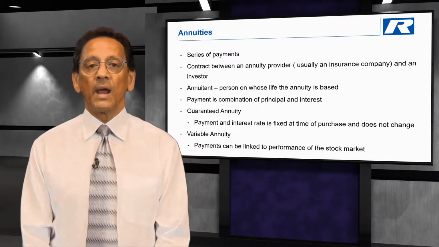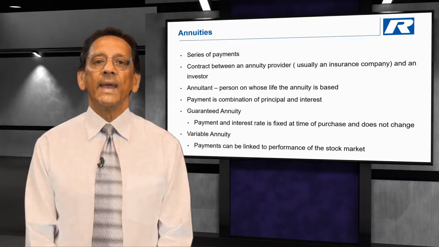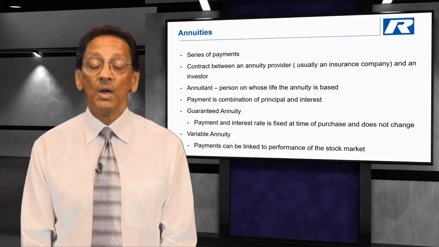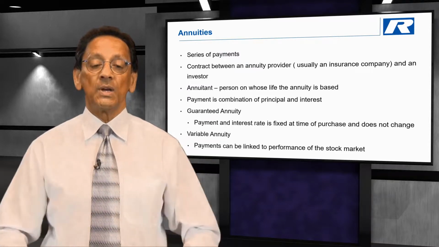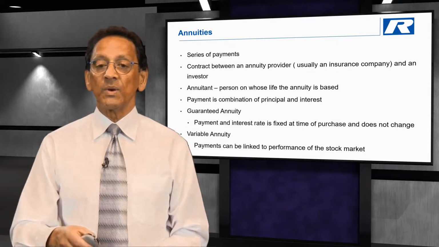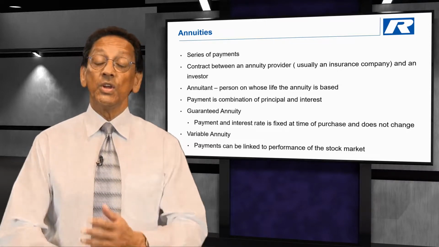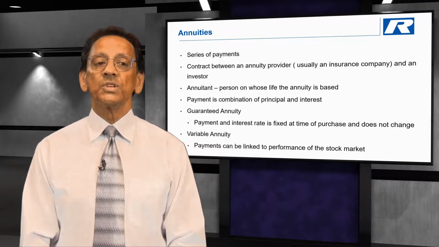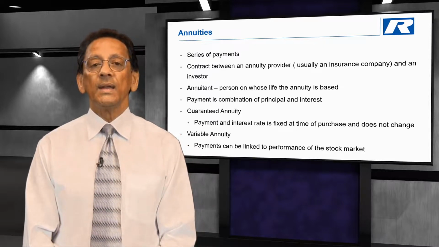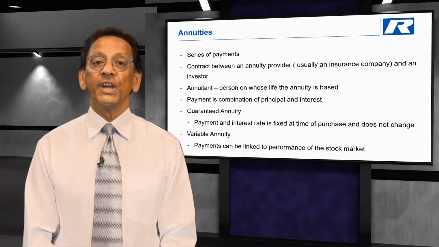There are guaranteed annuities, where the insurance company will guarantee you a stream of payments for the rest of your life. Once you've made that commitment and said, here's my deposit, they're going to guarantee that for the rest of your life you're going to get a set number of dollars every month or every year, depending on what you select. So that's a guaranteed annuity. The payment and the interest rate are fixed at the time you make the purchase and don't change.